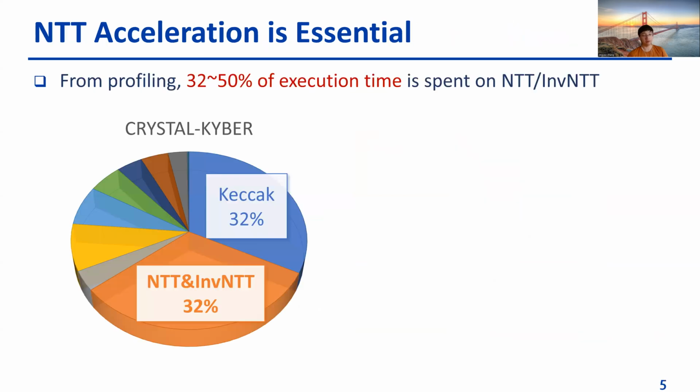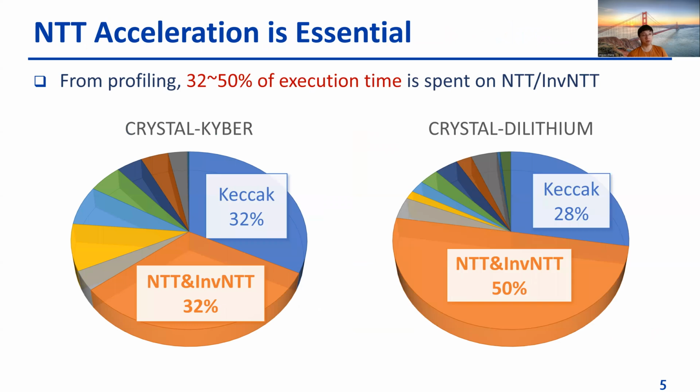However, even with the help of NTT, the polynomial multiplication still costs the most execution time. From profiling on two post-quantum algorithms, Kyber and Dilithium, there is still 32% to 50% of execution time spent on NTT or inverse NTT.